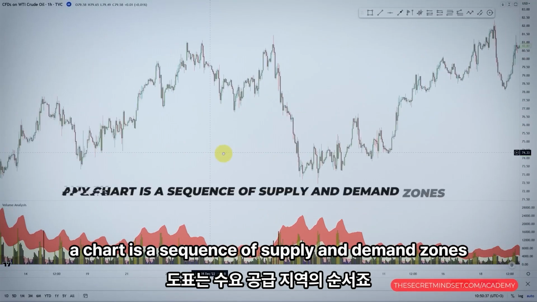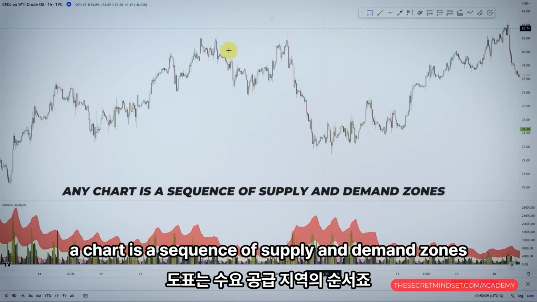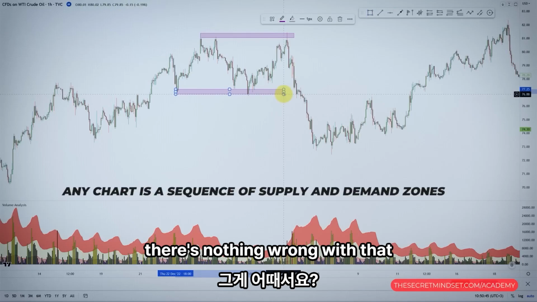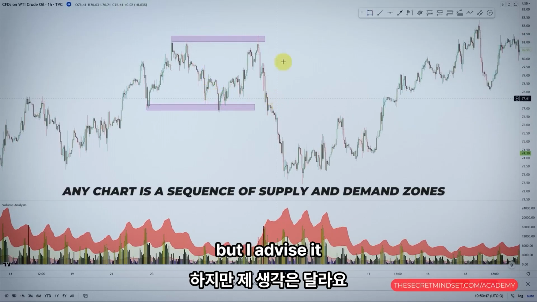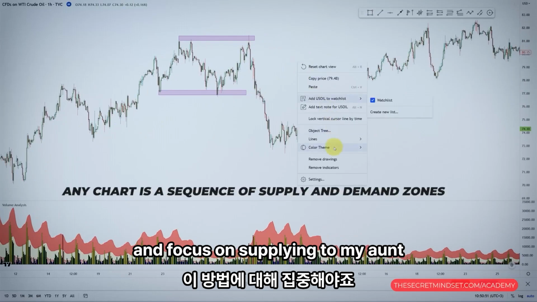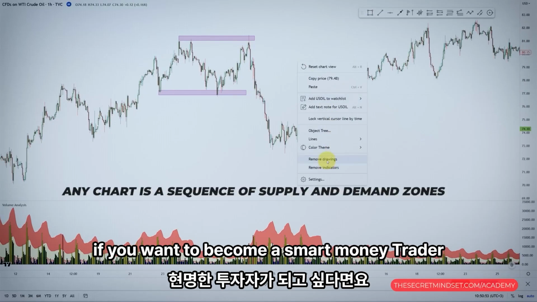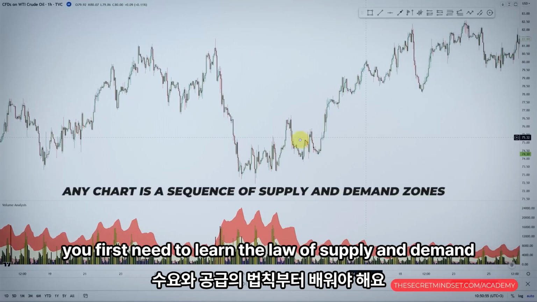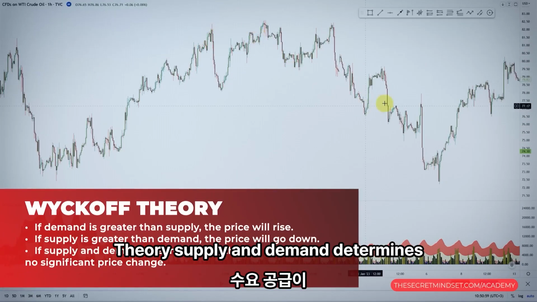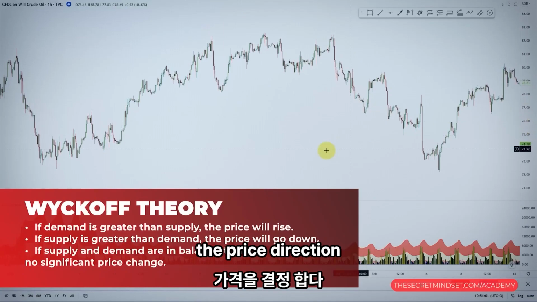Any chart is a sequence of supply and demand zones. If you're a beginner, I bet that you're using classic support and resistance levels. And there's nothing wrong with that, but I advise you to forget about them for a second and focus on supply and demand. If you want to become a smart money trader, you first need to learn the law of supply and demand. According to Wyckoff theory, supply and demand determines the price direction.